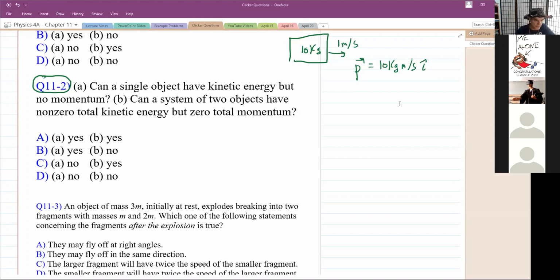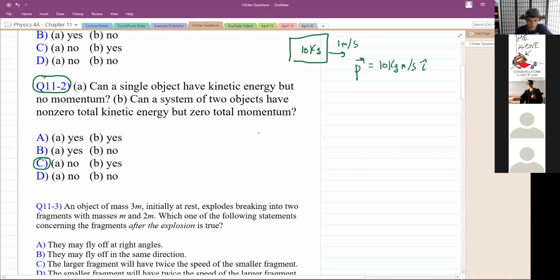All right, so C is the majority answer. Can a single object have kinetic energy but no momentum? The answer is no. If the object has kinetic energy, it's moving. If it's moving, it has momentum. Now, can a system of two objects have non-zero total kinetic energy but zero total momentum? The answer is yes. Momentum is a vector, which means I need to take into account direction.